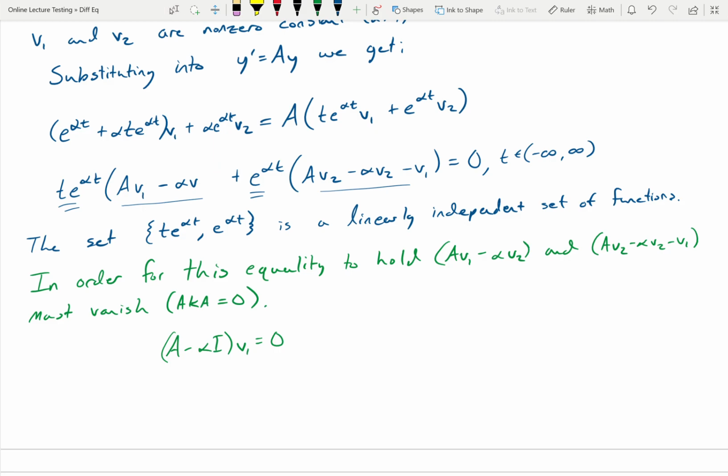I think I made a mistake here. That's supposed to be v1 there. So yes, I did make a mistake. This is supposed to be v1 here. So make sure that this is a v1 and this is a v1.